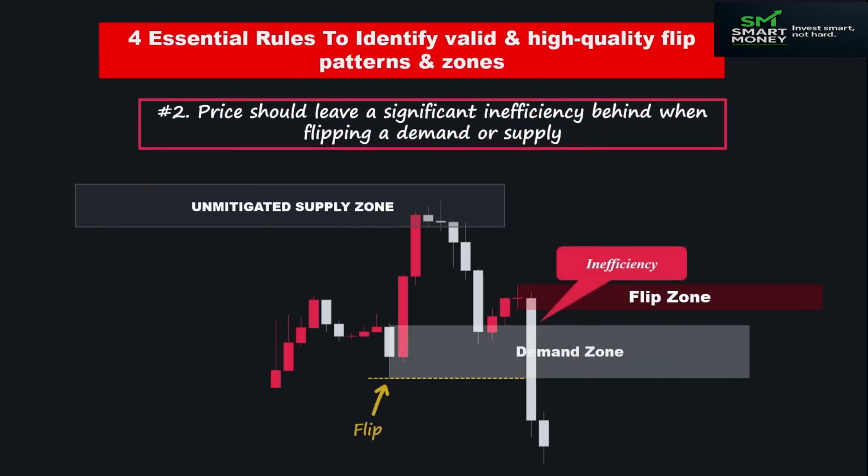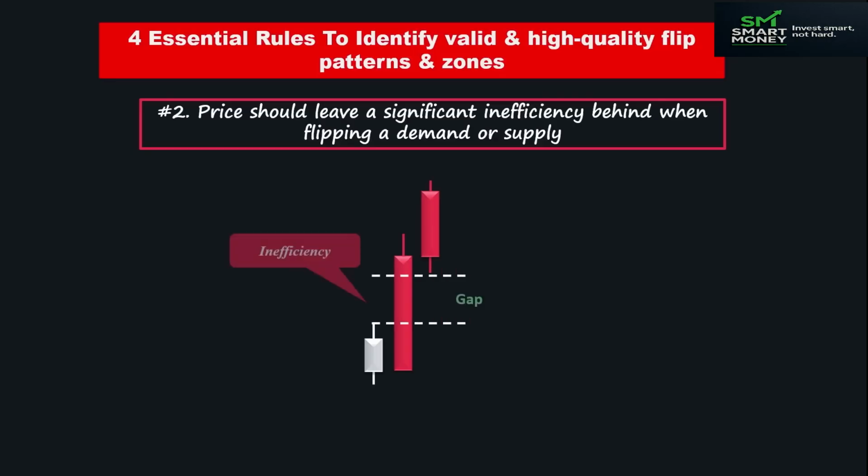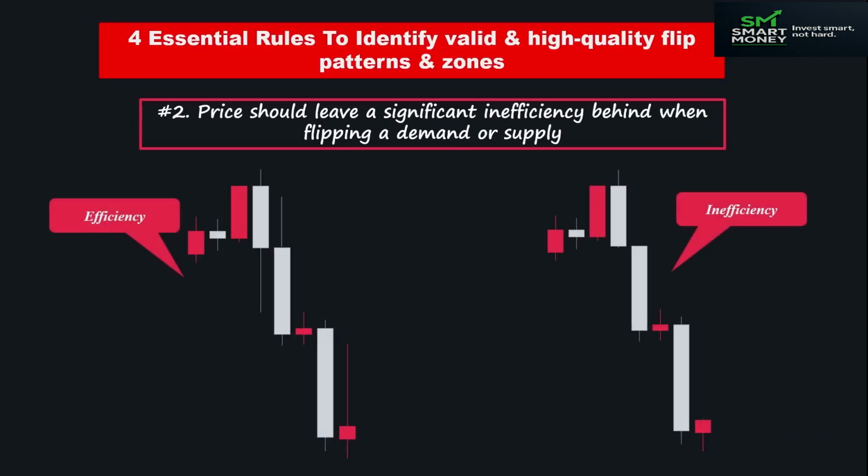Rule number 2. A high-quality flip pattern should leave a significant inefficiency behind when flipping a demand or supply zone. This inefficiency refers to a clear and noticeable break of structure, or a swift and powerful movement that invalidates the previous market sentiment. Inefficiency refers to an imbalance between buyers and sellers in the market, resulting in a disequilibrium that needs to be filled. This is often observed as a gap within the candles. To clarify, let's consider two scenarios. If a three-candle sequence does not exhibit any gaps, it is considered an example of efficiency. On the other hand, if there is a gap present within the candles, it signifies an example of inefficiency.